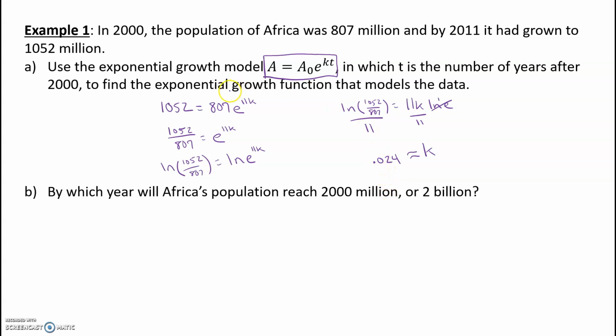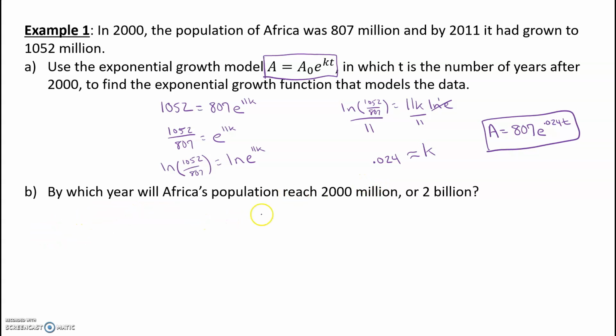So we want to write an exponential function for this data. We're going to say A equals 807, that was our initial, e to the 0.024 times time. And that will get us our population at any point in time after 2000. All right, so that's finding our k value, finding our growth rate. In this case, definitely a growth rate, so it's positive. If this was a negative number, it would be a decay rate.